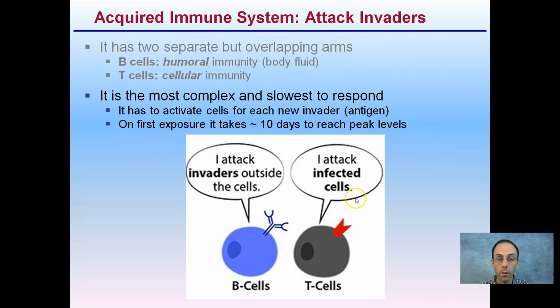It is the most complex and slowest to respond, our acquired immune system, because it has to activate cells for each new invader or antigen. On first exposure, it takes about 10 days to reach peak levels. So this is more of a long-term effect. It's not immediate. There is a little bit of a delay in this recognition process.